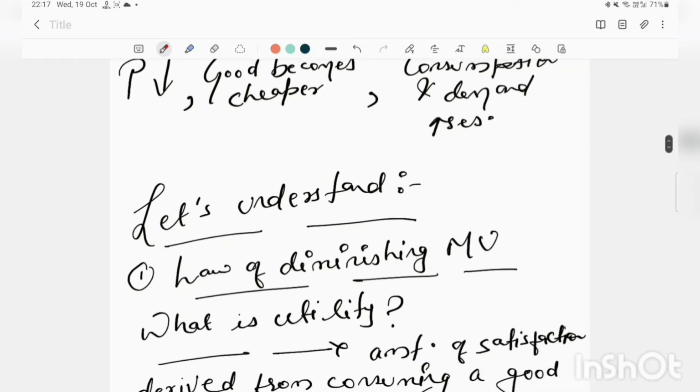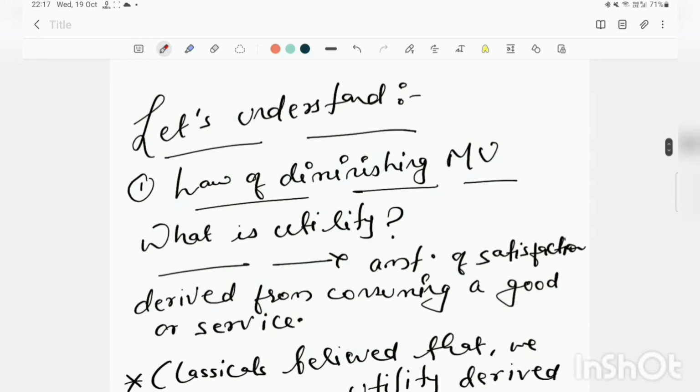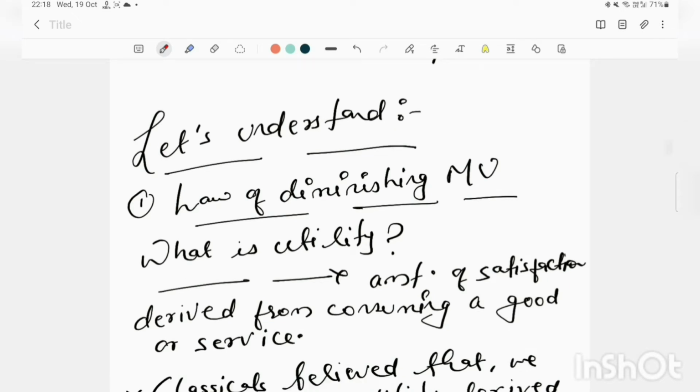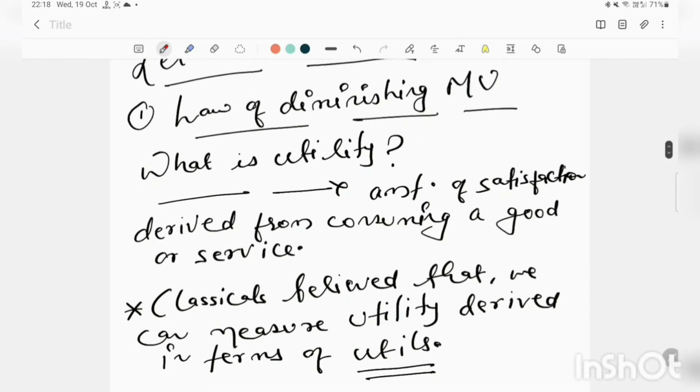Now let's understand these three concepts in more detail. Before going further into the law of diminishing marginal utility, let's first understand what the term utility means. Utility is the amount of satisfaction derived from consuming a good or a service.